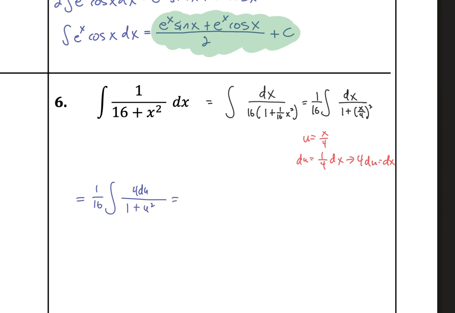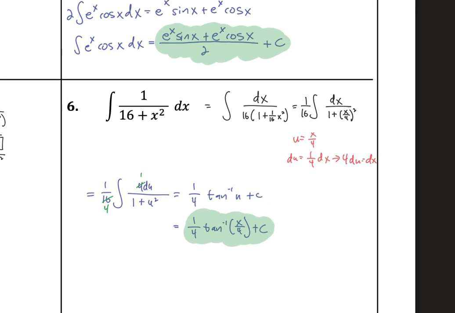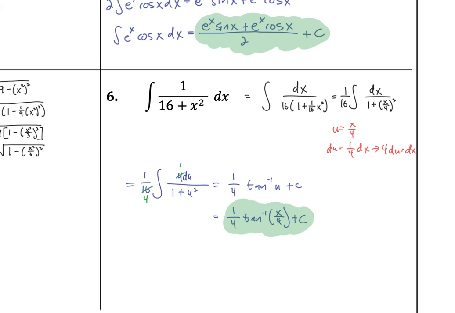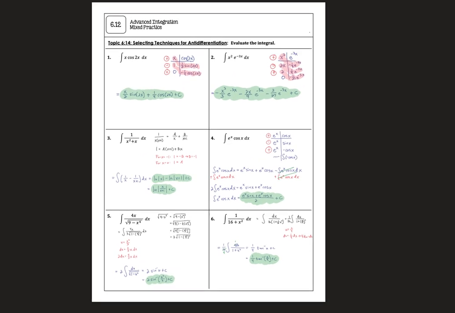Okay, and then the 4 and the 16 will cancel to be 1 and 4. So now this is just 1/4 tan inverse u plus c. Okay, and then u is x over 4, so it's that. Okay, that's everything on that page.